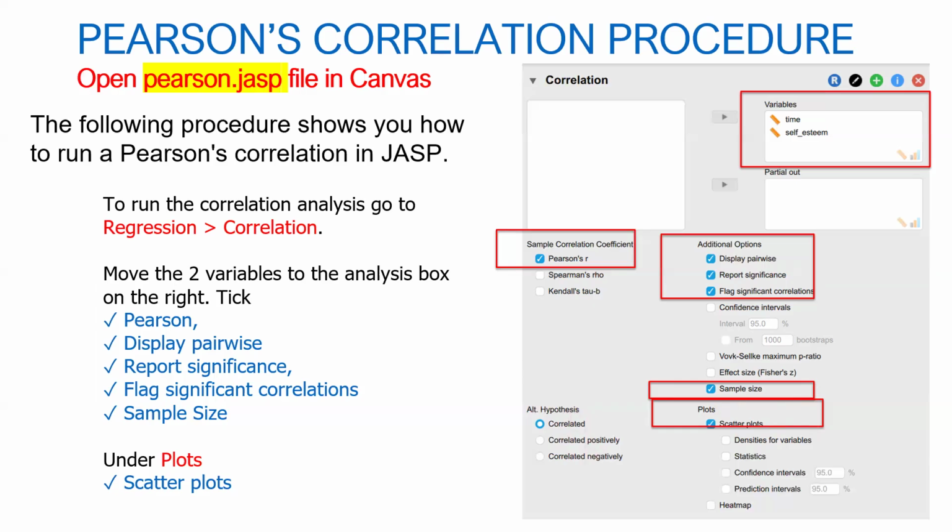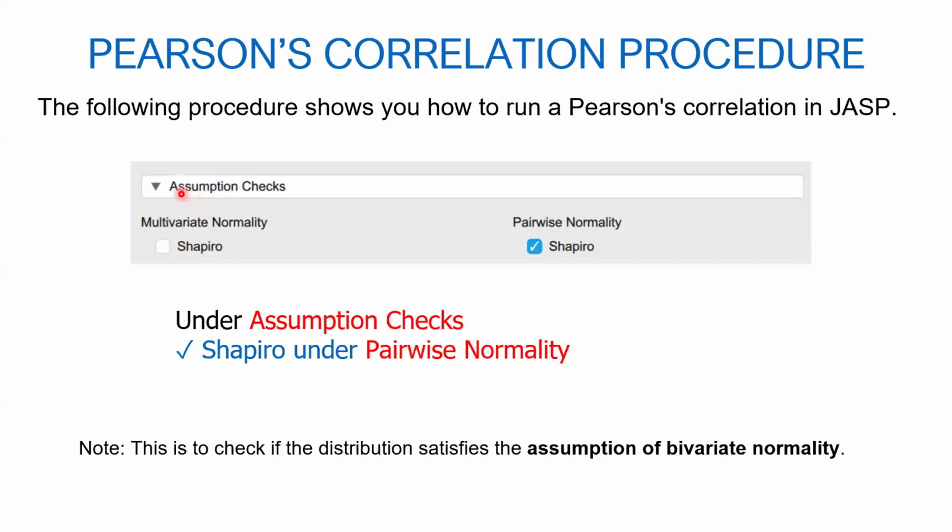Now, the next step is we need to look under assumption checks. Under assumption checks, choose pairwise normality. That is the Shapiro-Wilk test. So under assumption checks, you need to take Shapiro under pairwise normality. This is used to check if the distribution satisfies the assumption for bivariate normality.